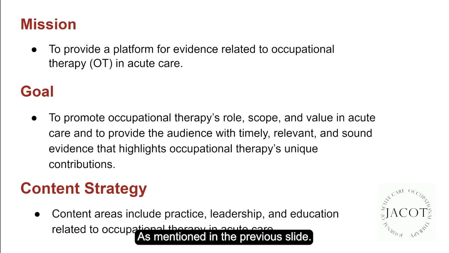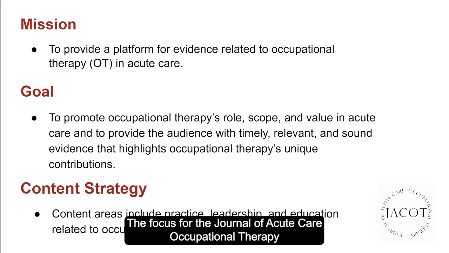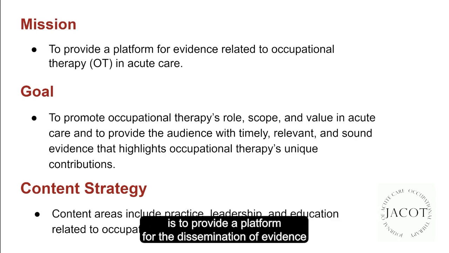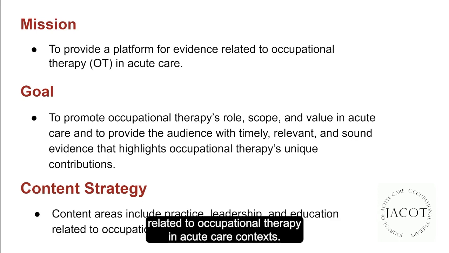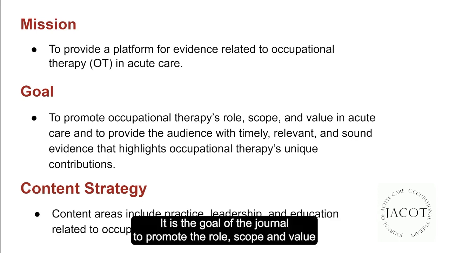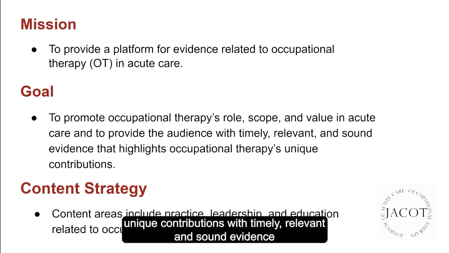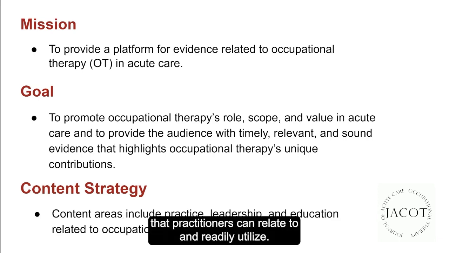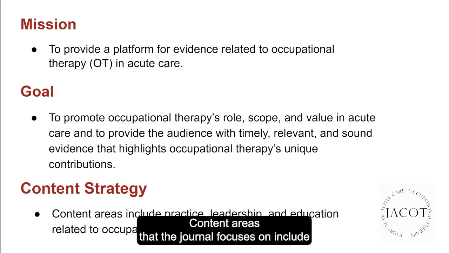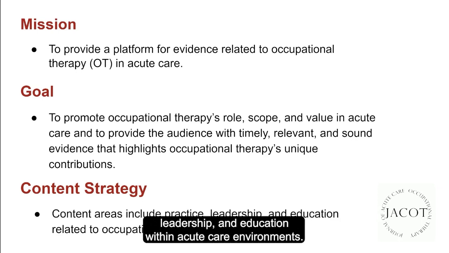As mentioned in the previous slide, the focus for the Journal of Acute Care Occupational Therapy is to provide a platform for the dissemination of evidence related to occupational therapy in acute care contexts. It is the goal of the journal to promote the role, scope, and value that occupational therapy can bring to acute care by providing evidence to the profession's unique contributions with timely, relevant, and sound evidence that practitioners can relate to and readily utilize. Content areas that the journal focuses on include, but are not limited to, occupational therapy practice, leadership, and education within acute care environments.